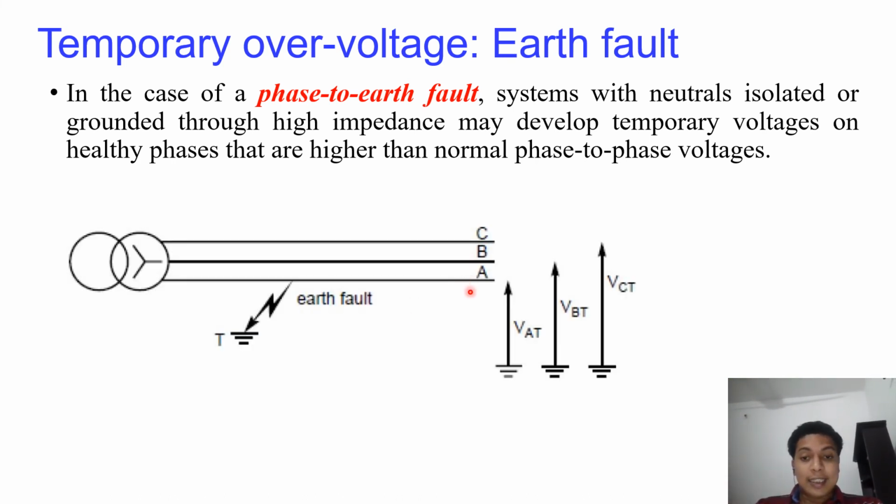Let us consider that this is your power system network, you have three phases A, B, C, and on phase A there is an earth fault. Earth fault means your phase A potential, this line which is at a potential of, let me say, VA, is coming to ground, right? When it is getting short circuited to ground, what is going to happen at first?